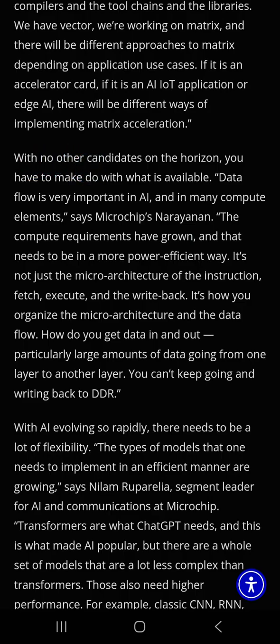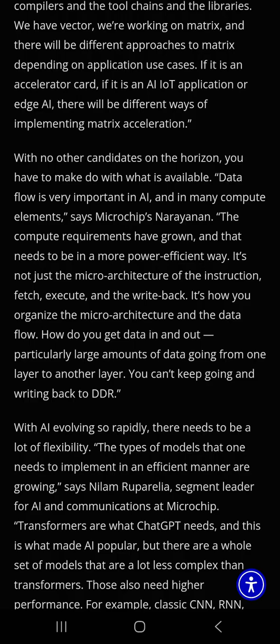So with no other candidate on the horizon, you have to make do with what is available. Data flow is very important in AI, and many compute elements in microchips matter here. As the compute requirements have grown, this needs to be done in a more power-efficient way. It's not just the microarchitecture of instruction fetch, execute, and write back. It's how you organize the microarchitecture and the data flow. How do you get data in and out?